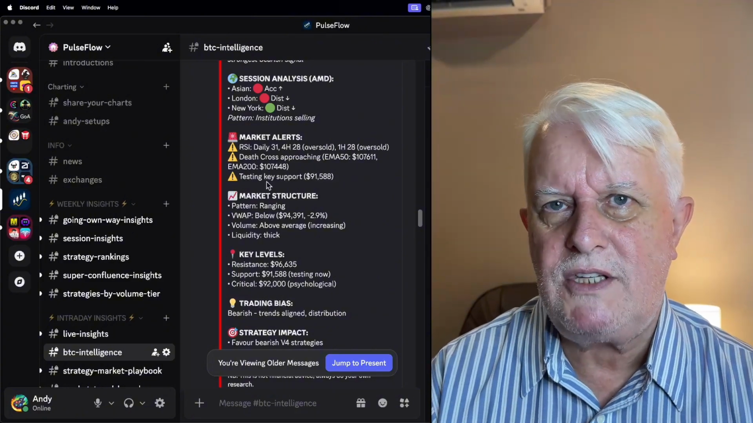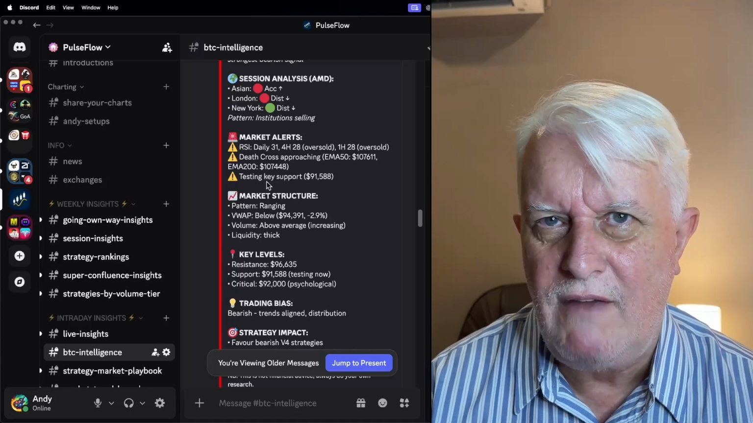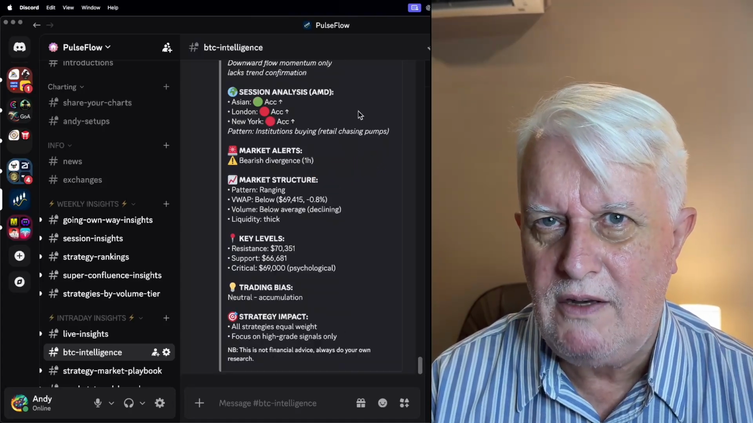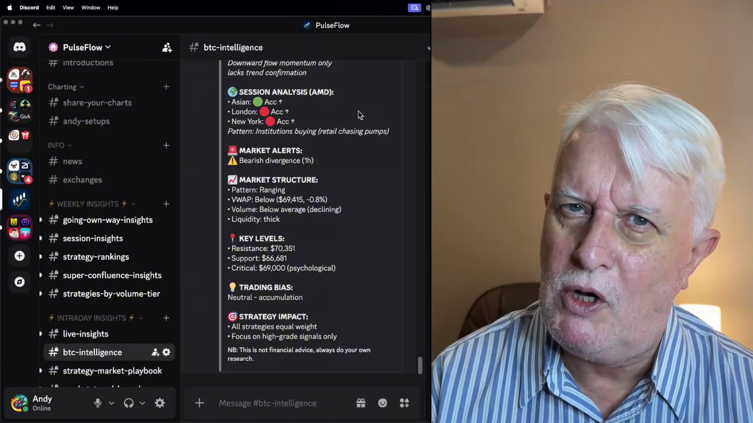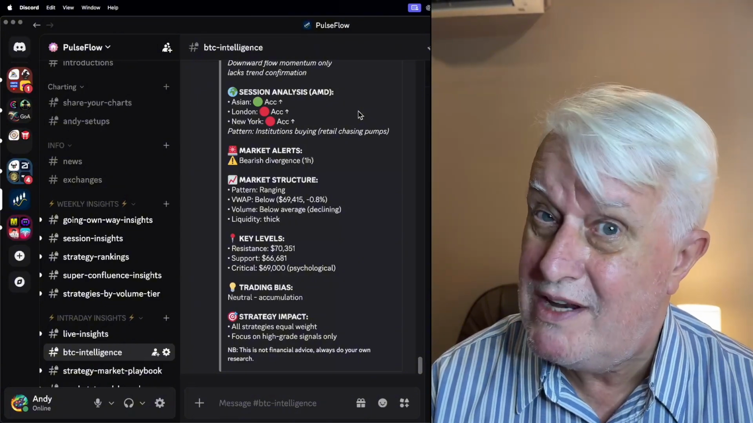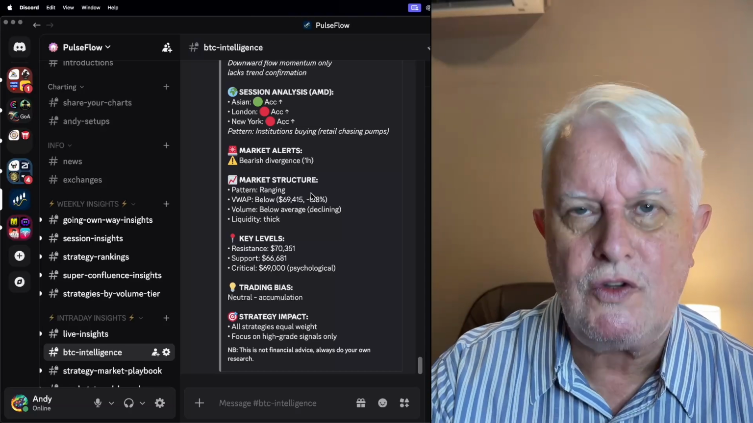It can also have testing key support and resistance. Prices within 0.5% of those levels. Market structure: the pattern looks at the last 5 4-hour candles. Higher highs, higher lows is bullish. Lower highs, lower lows is bearish. Anything else is ranging. Right now, we're ranging, which kind of is in line with the neutrals we saw above on the trends.